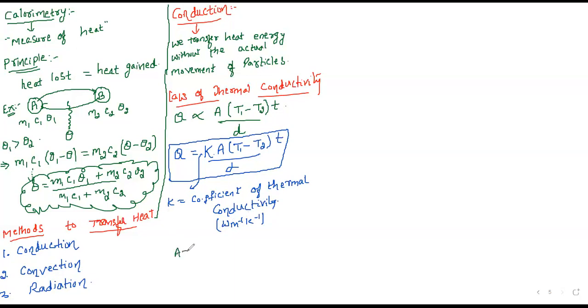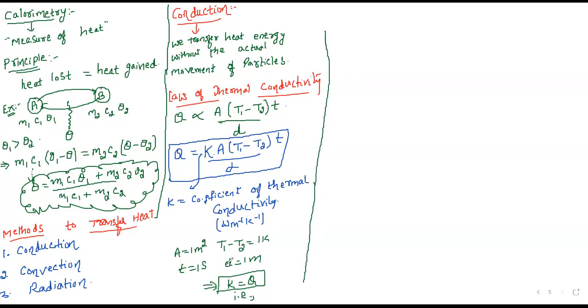If I assume the area is 1 meter squared, the temperature difference is 1 Kelvin, the time taken is 1 second, and the thickness is 1 meter, this clearly tells K is equal to Q. So how do you define that coefficient of thermal conductivity, student? Coefficient of thermal conductivity is defined as what?